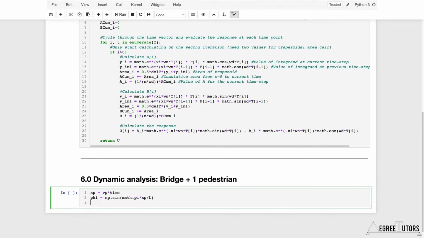All right, and then to obtain the modal load, so that's the equivalent load that we would apply to the single degree of freedom system that represents the first mode of vibration, it's just going to be Fv times phi. Okay, and that's your modal load.